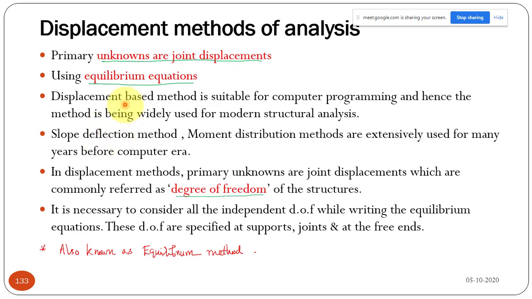Here we use equilibrium equations, whereas in the force method equilibrium equations alone were not sufficient, so we used compatibility equations to solve the extra unknowns. To solve the unknown displacement components we use equilibrium equations. That is why this method is also known as equilibrium method. Force method is known as compatibility method, and similarly the displacement method is known as equilibrium method, which we will see in the slope deflection method.